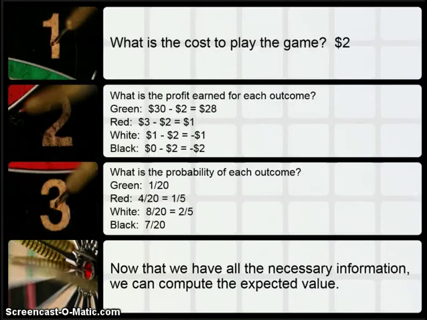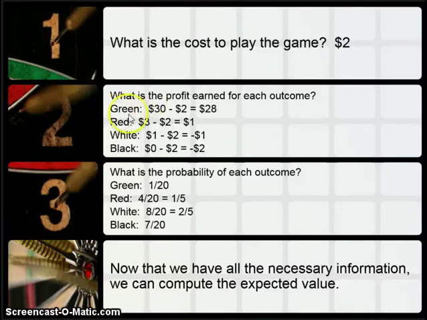So let's consider each of our 3 details. First, what is the cost to play the game? We found that we had to pay $2 to play Bob's game. Second, what is the profit earned for each outcome? Remember that profit is your winnings minus what you had to pay in order to play the game.